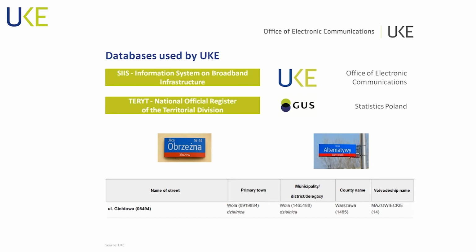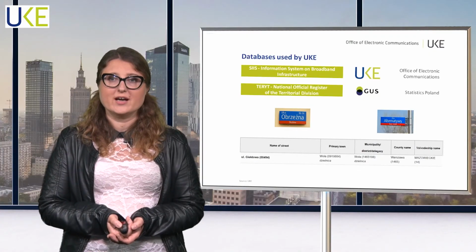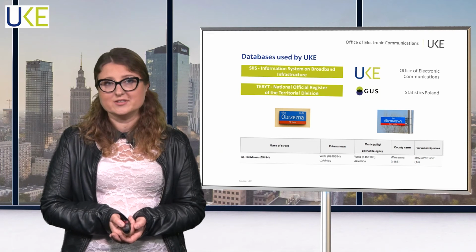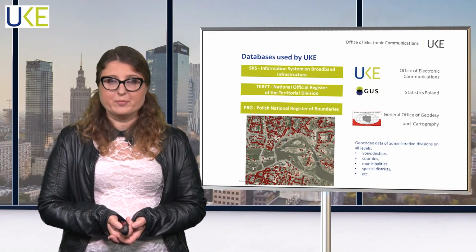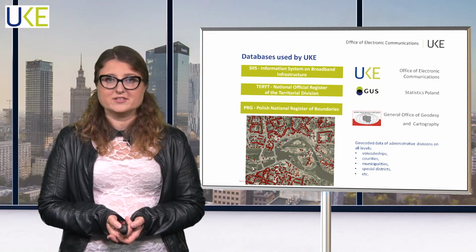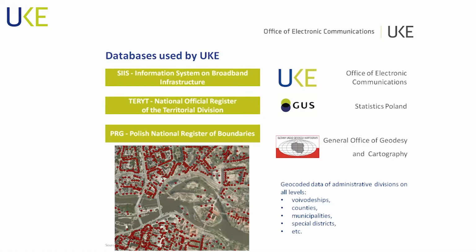This database is managed by Statistics Poland. It's a national statistical office. And this database provides us information about unique identifiers for cities, streets, etc. The next one is the PRG, Polish National Register of Boundaries, managed by the Head Office of Geodesy and Cartography. Thanks to this database, we have information about the geographical coordinates of all buildings, and we can also geocode our address data.